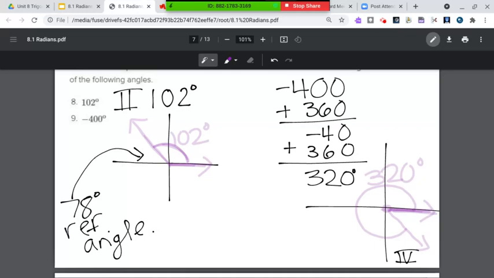If we're a 320 degree angle, how far are we from the x-axis? 40 degrees. Very good. So your reference angle here is a 40 degree reference. You guys are killing it. Good job. We have one more concept to cover. We did coterminal, we did reference angle, and now we have degree to radian conversion. And then we're done for today.